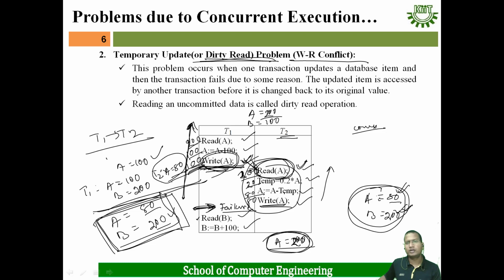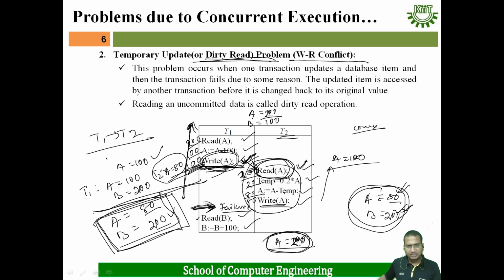This problem occurs when one transaction updates a database item. Here T1 transaction updates the database item A, and then the transaction fails due to some reason. The updated item is accessed by another transaction. That means the initial value of A was 200, it has been updated to 100, and that has been read by transaction T2, and all the operations are executed based on that A value 100, before it is changed back to its original value.